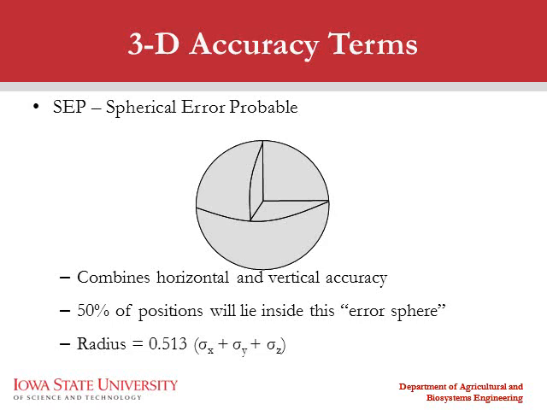When 3D accuracy measurement is required, we typically use spherical error probability, which is SEP for short. This is calculated as 0.513 times the summation of our standard deviations in x, y, and z. And this will give us a probability of 50% of the positions being within this sphere of error, or this three-dimensional error characteristic.